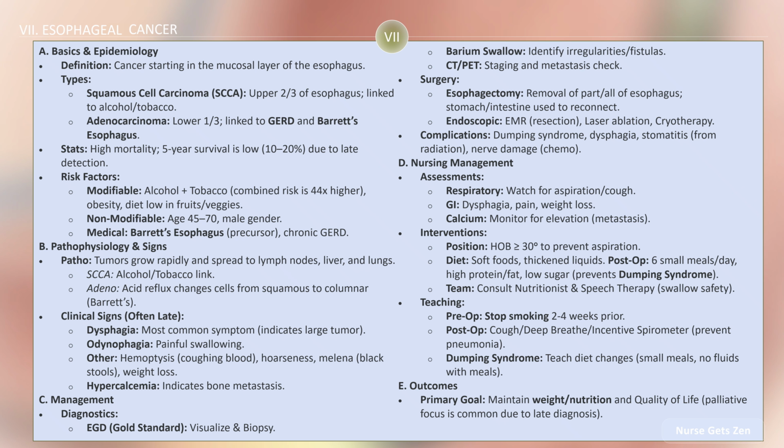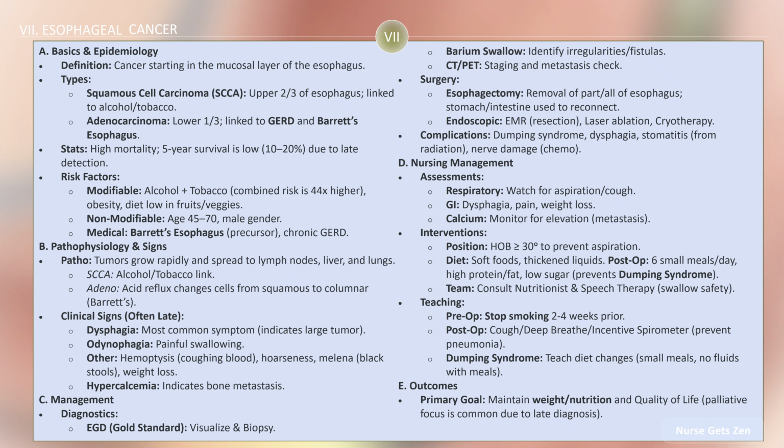Teach the pre-op: stop smoking, cough, deep breathe, and use the incentive spirometer to prevent pneumonia. For dumping syndrome, teach diet changes: small meals, no fluids. I have a slide about dumping syndrome. The outcome: the primary goal is to maintain weight, nutrition, and quality of life. Palliative focus is common due to late diagnosis.